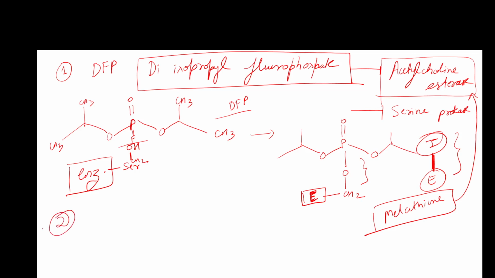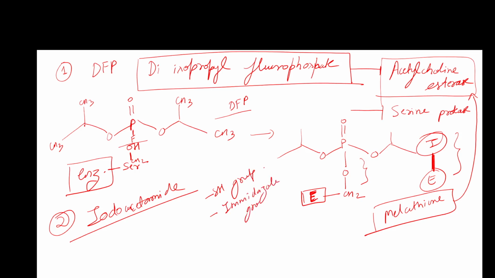Next, we have this inhibitor, which is iodoacetamide. It can inhibit the SH group of enzymes. It can inhibit the imidazole group of histidine, and it can also inhibit the OH group of serine. Okay. Other than that, the third one, everybody knows, is cyanide.